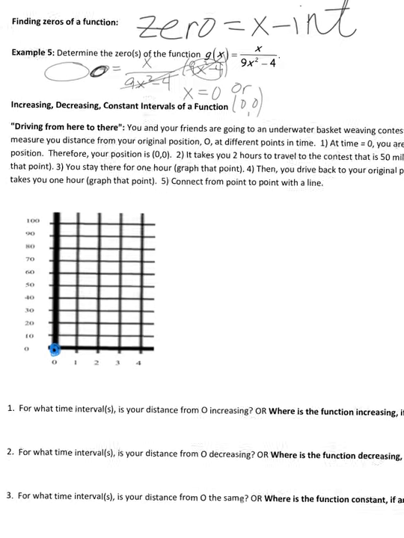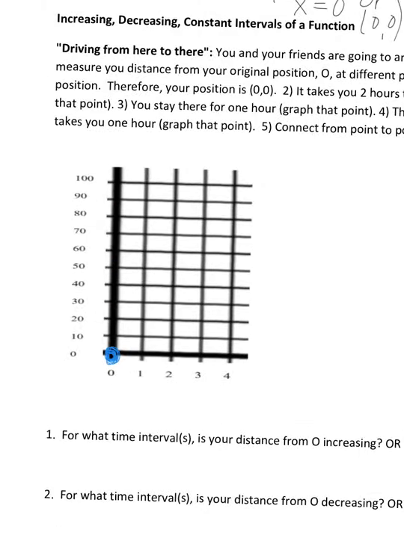If it takes you 2 hours to travel to a contest and it's 50 miles away, that means at 2 hours, 50 miles, and let's just assume an average rate of change. So we have a line, obviously it's not realistic, but for our purposes here that will work. Then it says that you stay there for an hour, so at 3 hours from our initial time, we have stayed there the whole time, so our distance would remain constant. And then it takes us an hour to get back to our original position, so at a time of 4, we would be at a distance of 0.